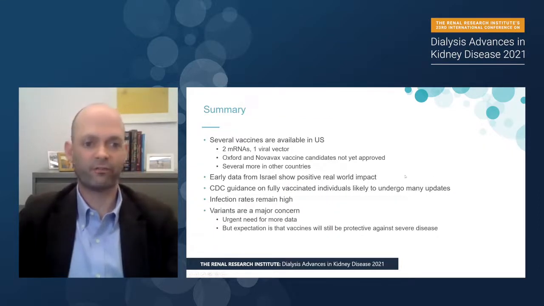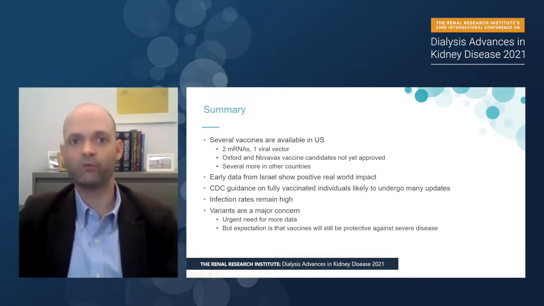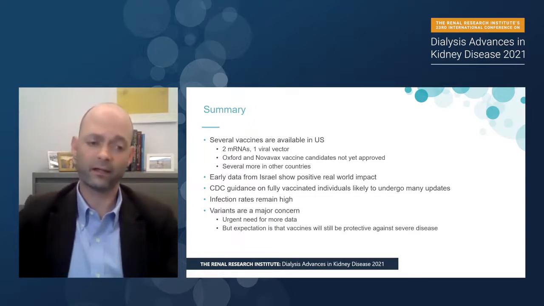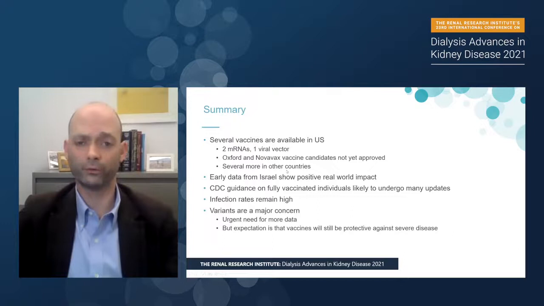So in summary, several vaccines are available in the US and worldwide. We have two mRNA vaccines and one viral vector vaccine that are already approved and being heavily used in millions of individuals. The Oxford and Novavax vaccine candidates are not yet approved, but overall do show some promising results, in particular the Novavax vaccine. There are several additional vaccines in other countries, which we do not have time to talk about today. There's some early data from Israel showing positive real-world impact of vaccination in a country that did have a lot of the UK variant as well.